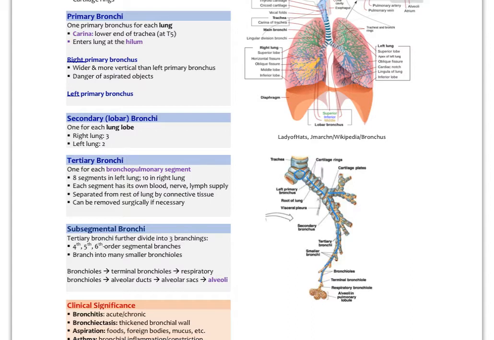By the time you get to bronchioles, the cartilage disappears. So the cartilage starts to become more plate-like as you go further down. But down in the bronchioles, it's just smooth muscle. And that's why the bronchioles are a lot more susceptible and can undergo bronchoconstriction, and these are the ones that are involved in bronchoconstriction and asthma, for example.